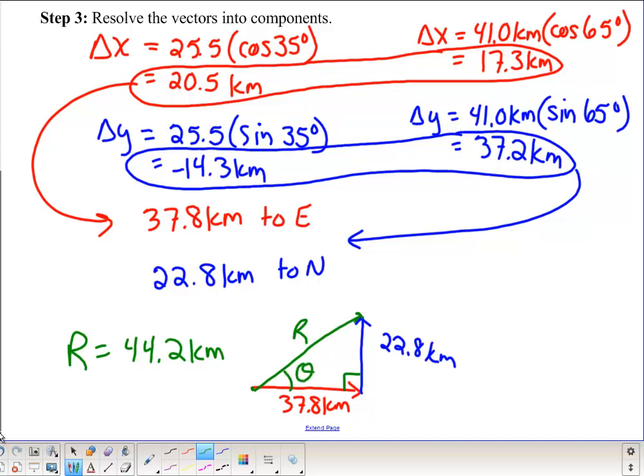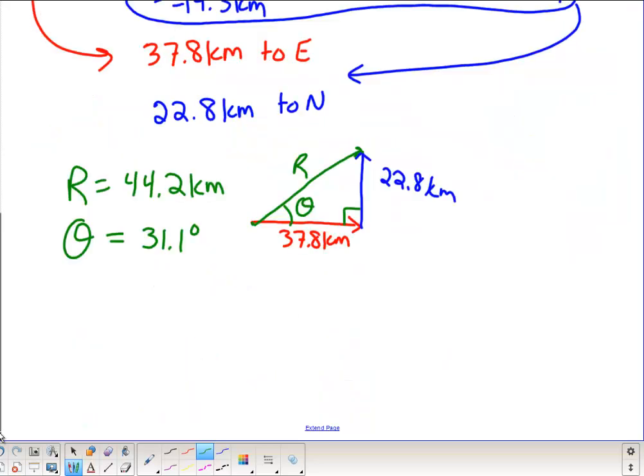I want to find this angle. Again, I can use tangent, or I can use sine, or I can use cosine. Any of those are fine. I tend to prefer tangent. It's just easier and for me a little bit more obvious. So the tangent of my angle is going to be 22.8 over 37.8, so my angle is going to be 31.1 degrees. I can either draw the diagram as shown and show where my angle is, or I can say that it's 31.1 degrees north of east. If I write it and don't do a diagram, I have to include the direction so I know which way my 31 degrees is pointing.